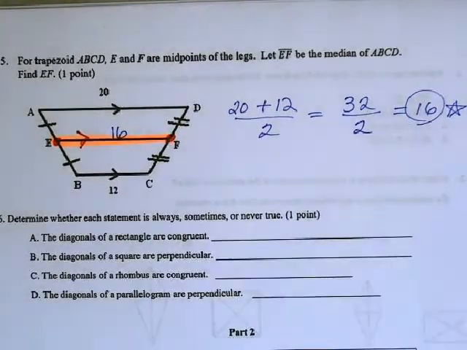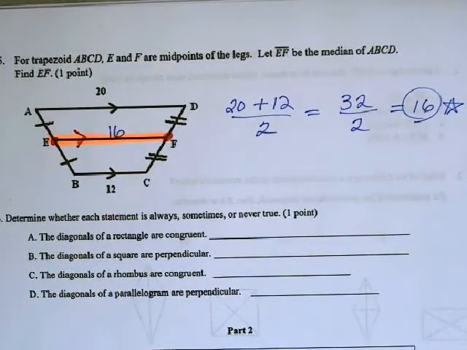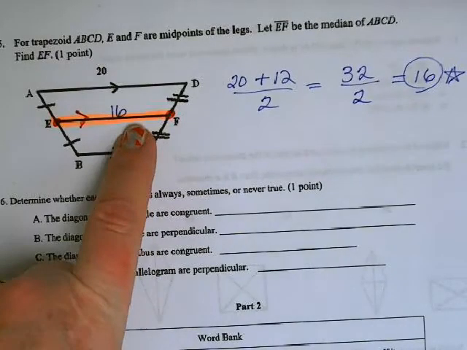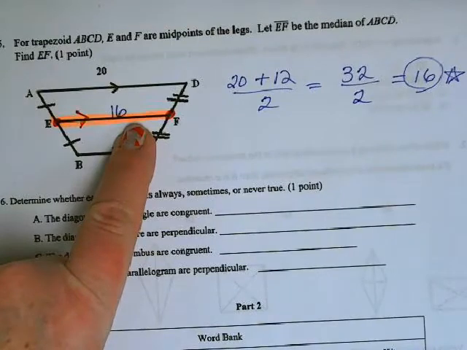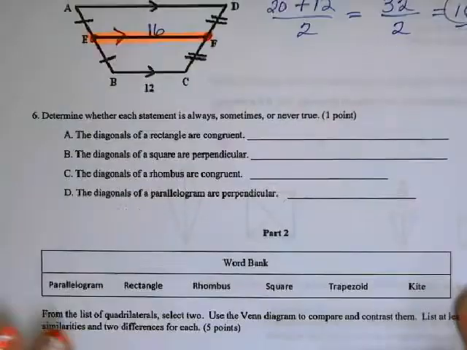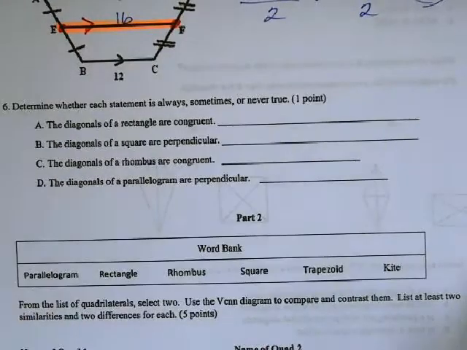All right, any questions on that? Okay, and notice it's always bigger than one number and smaller than the other one too, because it's in the middle, okay? All right, number 6, determine whether each statement is always true, sometimes true, or never true.